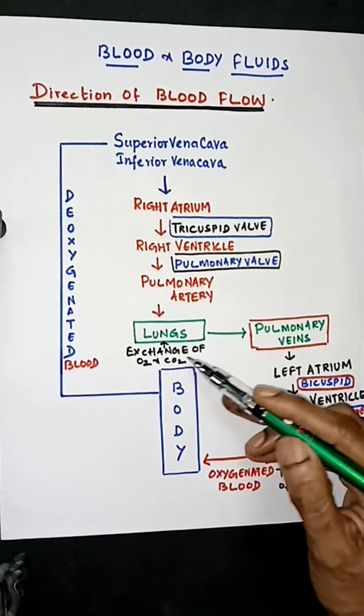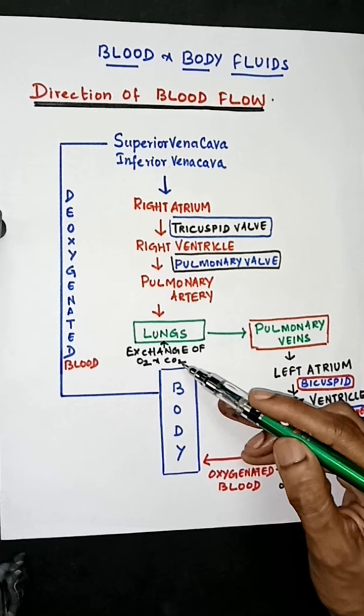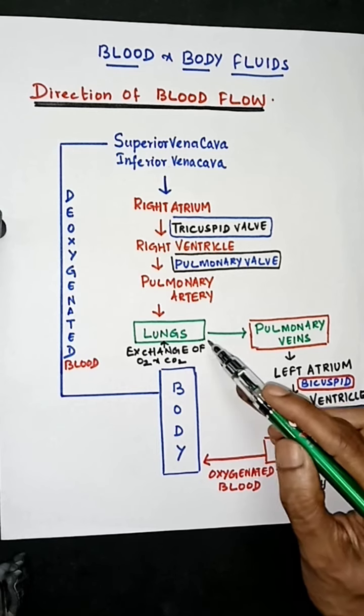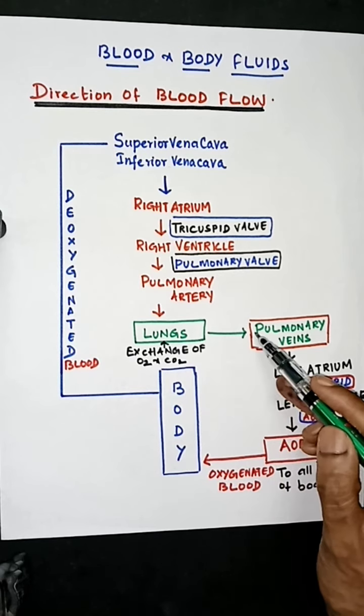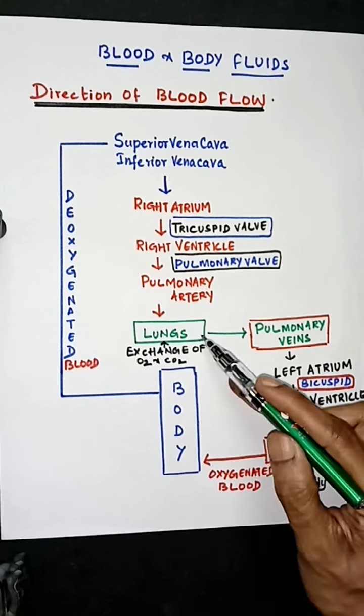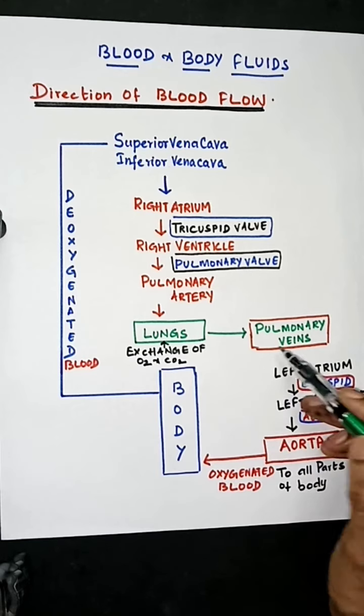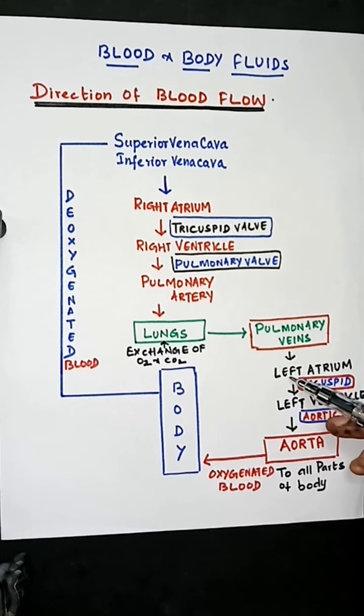Here in the lungs, exchange of oxygen and carbon dioxide takes place and the blood is purified. Now the oxygenated blood is carried through the pulmonary veins. From the lungs the blood is carried by the pulmonary veins. Pulmonary veins open into the left atrium. From the left atrium blood flows to the left ventricle.